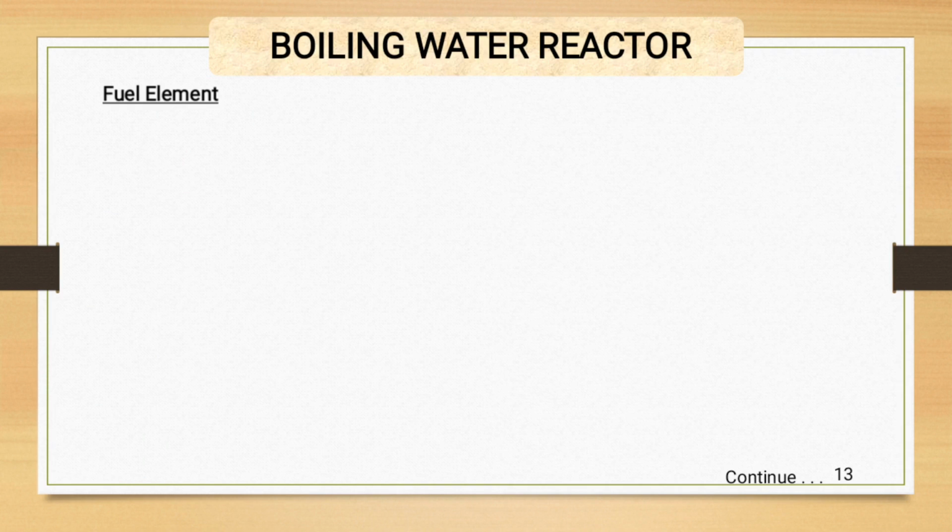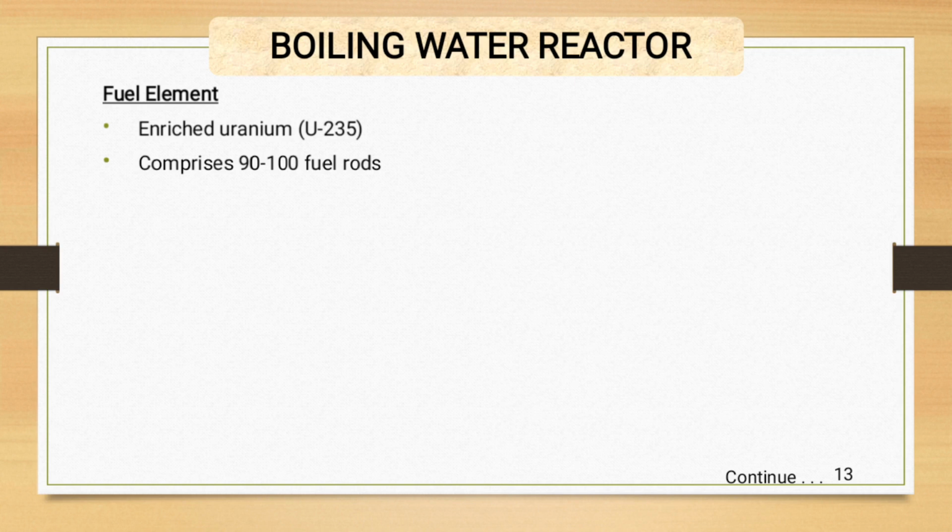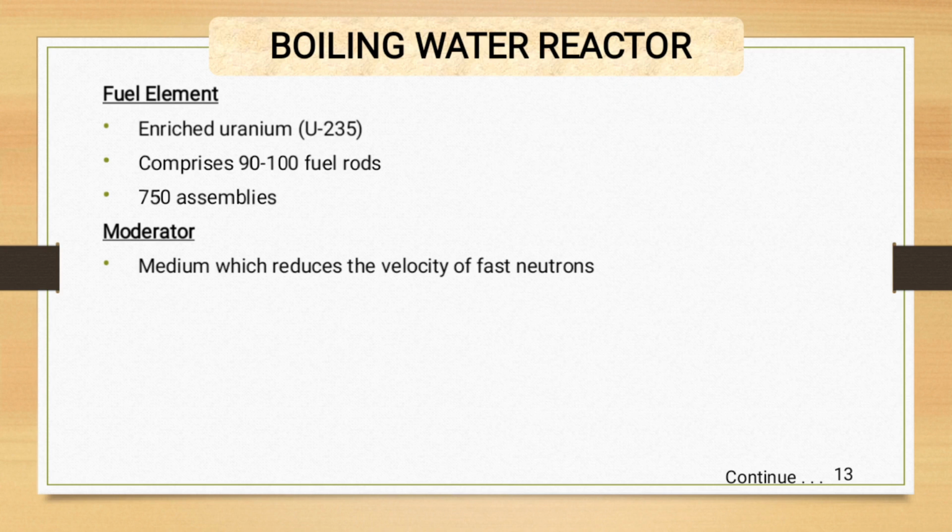Boiling water reactors, now we are going to explain in detail. Fuel elements: enriched uranium-235 is used as fuel, comprising 19 to 100 fuel rods in an assembly. 750 assemblies are present in a large reactor. Moderator: a medium which reduces the velocity of fast neutrons. Ordinary water is used as the neutron moderator.